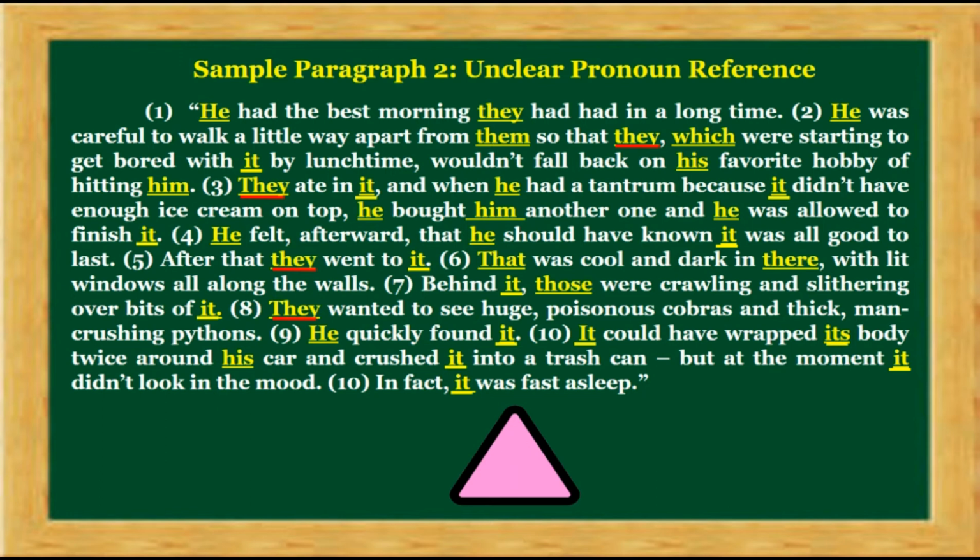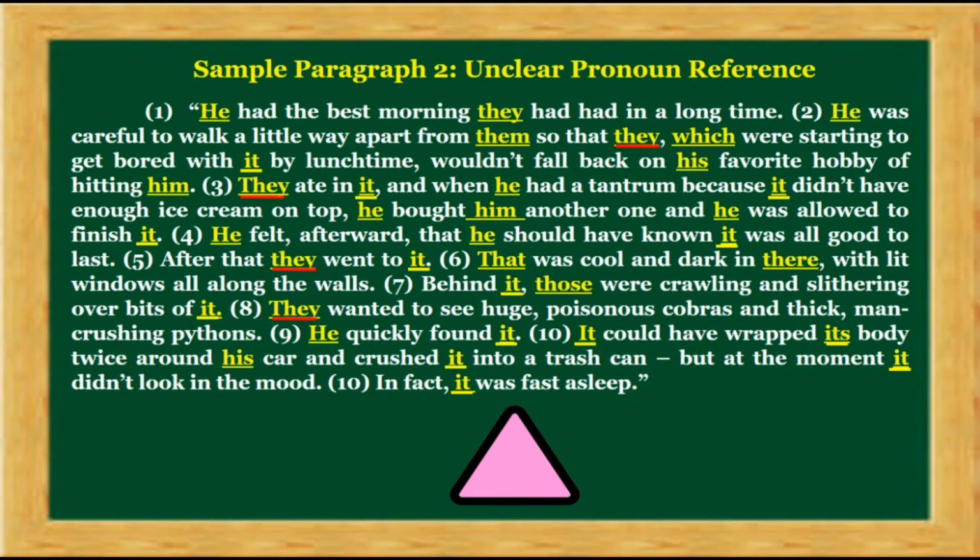So how can we solve this problem? When writing, for instance, you need to name or identify people and things first, the first time they appear in the paragraph, before replacing them with pronouns in the succeeding sentences.